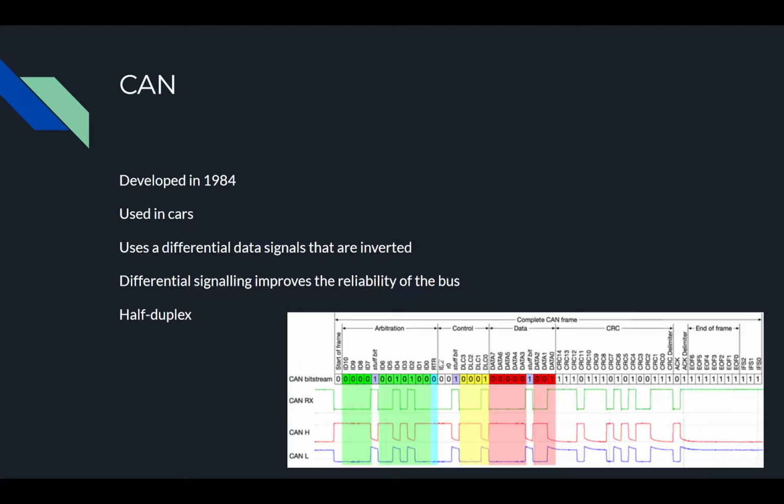This is an example of a CAN frame. A frame is sort of what one packet of a transmission might look like.